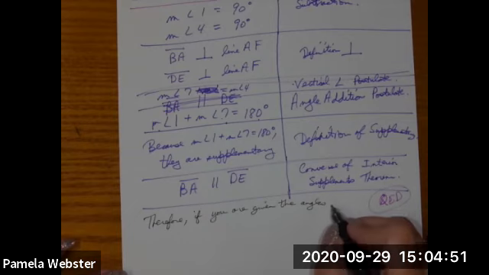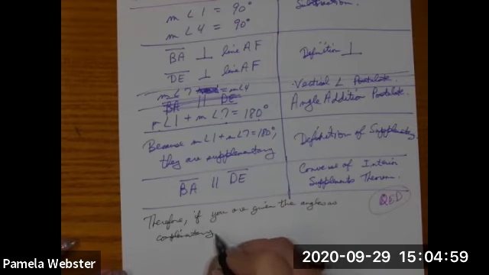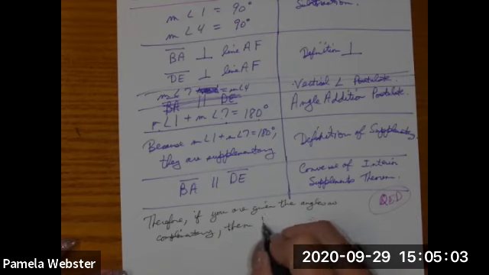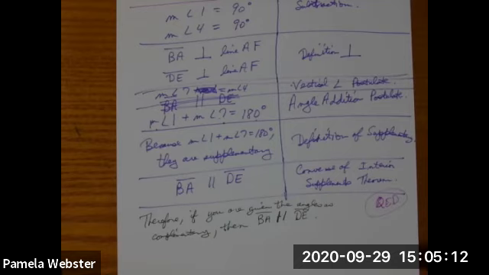Okay, so I'm going to shortcut that. If you're given the angles as complementary, the above, I don't want to rewrite that, then BA is parallel to DE. Yeah, that's what the therefore statement should say. If you're given those angles up above as complementary, then we know that those two segments are parallel.